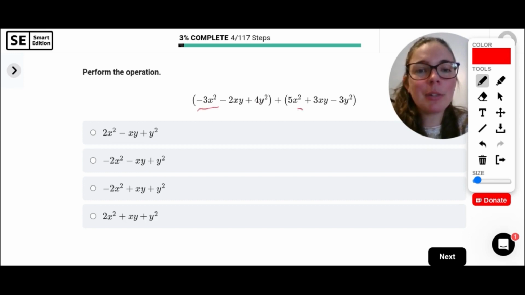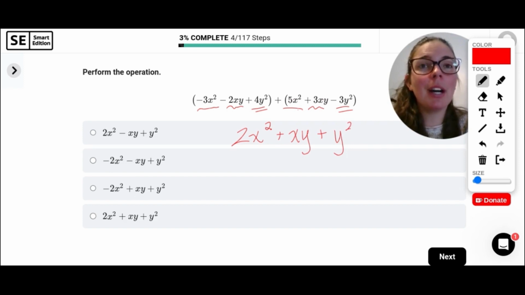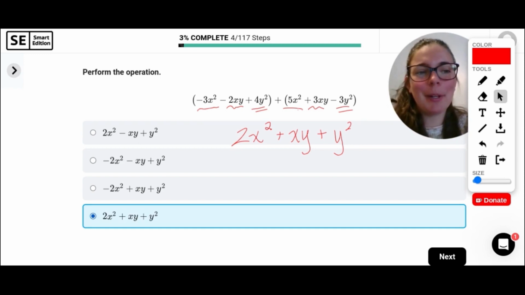So negative 3x squared plus 5x squared would be a positive 2x squared. Negative 2xy plus 3xy would be a positive 1xy, or just positive xy. And then 4y squared minus 3y squared would just be 1y squared or y squared. So important to be comfortable with our integers, adding and subtracting those integers in order to do some of these questions without a calculator. So our final answer, 2x squared plus xy plus y squared.